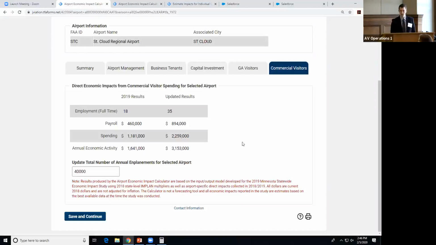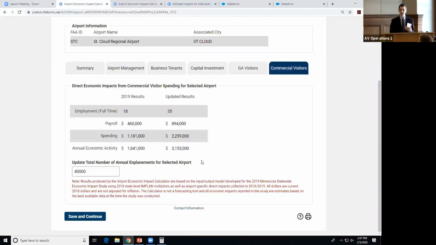Now, if you're a general aviation airport and you don't have commercial service activity, this tab will exist for you. The box to input data will exist, but nothing happens when you put numbers in there. Because all of the drivers, the assumptions under there are specific to that airport, we are not assessing what's the potential economic impact of new service at an airport that doesn't already have it. That's not the purpose of this calculator.